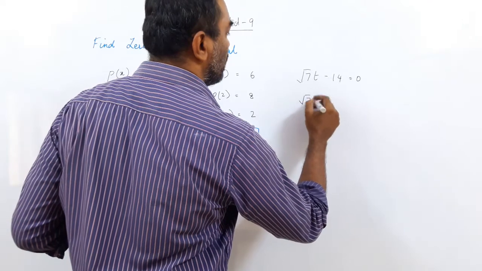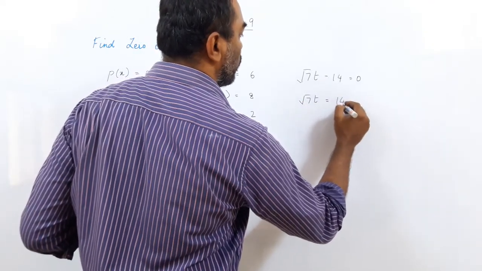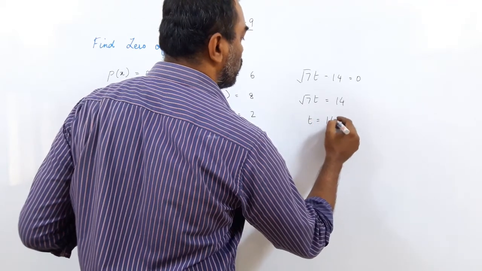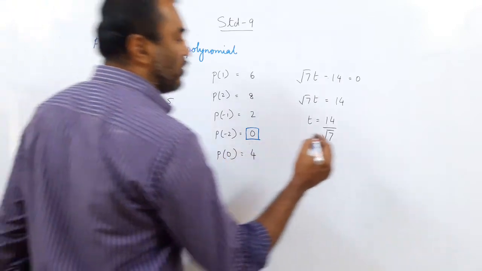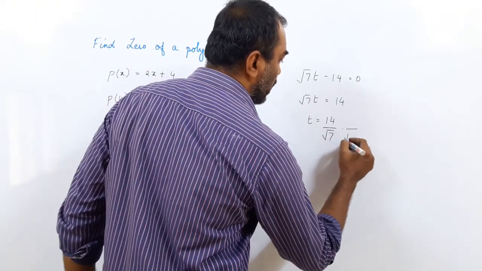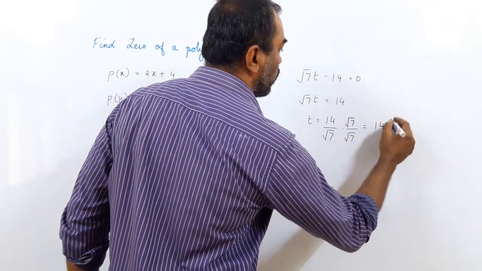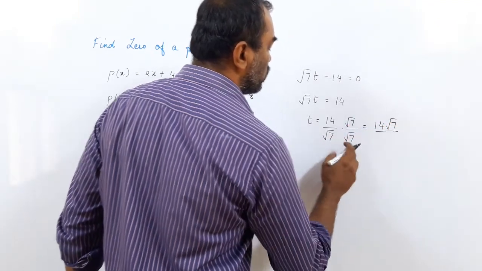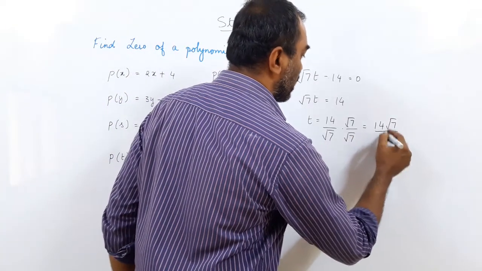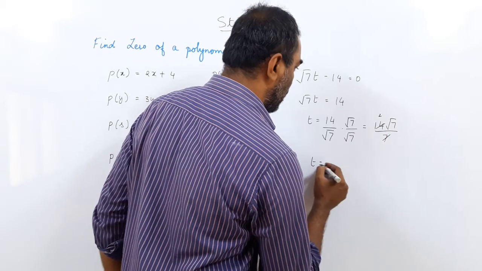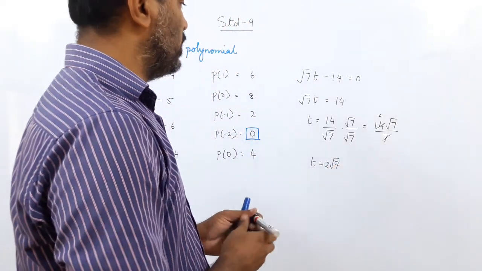So root 7t equal to minus 14 goes on this side, becomes plus 14. So t is equal to 14 upon root 7. This is your answer. If you want to simplify, you can multiply and divide by root 7. You get 14 root 7 upon root 7 times root 7. What is root 7 times root 7? Root 49. And root 49 will give you 7. 7 1s are 7, 7 2s are 14. So t is equal to 2 root 7. This is your final answer.